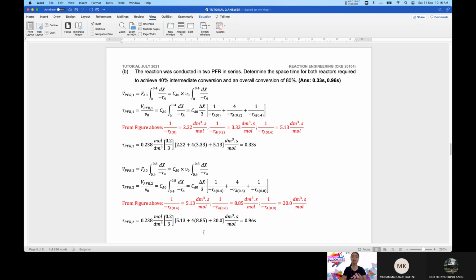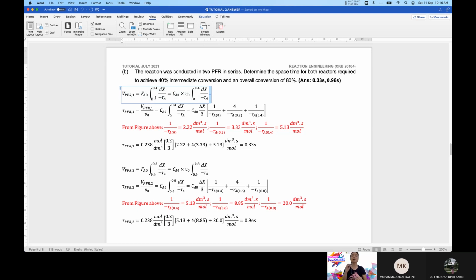Right. So let us look back from the design equation. Let's say kamu tak sure, kamu tengok balik design equation. So design equation kata volume PFR pertama macam bersiri akan sama dengan FA0 integrating 0 to 0.4 dx per minus RA sebab reaktor pertama daripada 0 kepada 0.4. Okay, so kita dah ada perkaitan ni. This one is what you learn in the design equation.